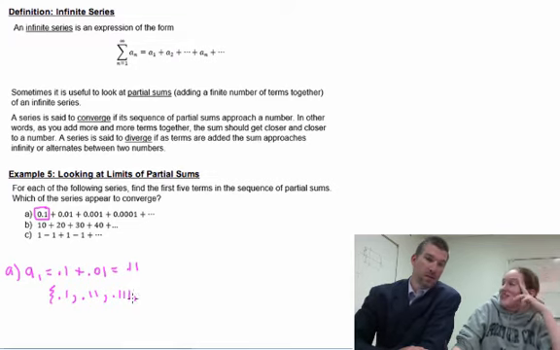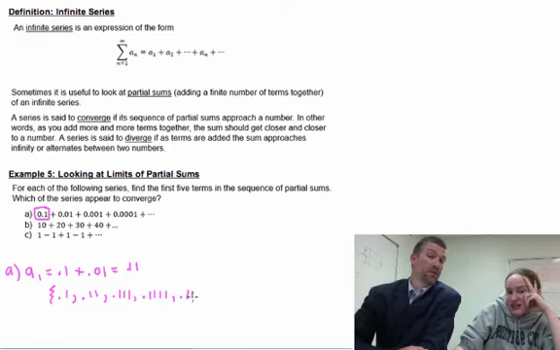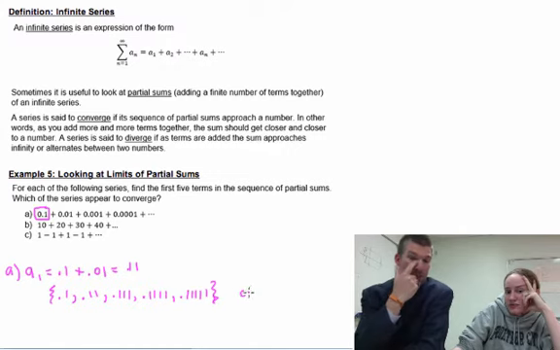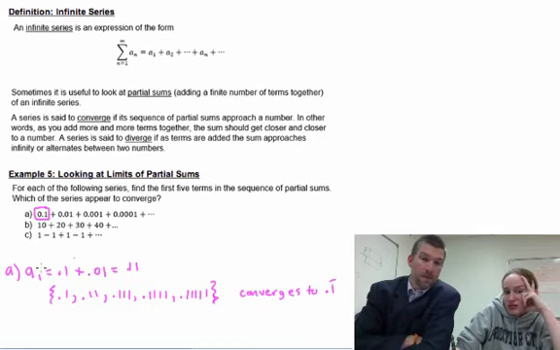Next, 0.1111. And then 0.11111. And that's all we need, the first 5 terms in the sequence of partial sums. So what do we think it is converging to? I think it's converging to 0.1 repeating. I agree. So it converges to 0.1 repeating.